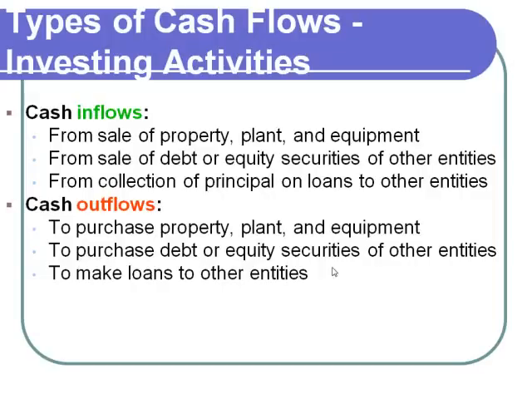So specific examples, cash inflows, sale of property, plant, and equipment. Now remember, we don't normally sell property, plant, and equipment except perhaps at the end of its useful life. So it would just be the cash that came in. Sale of debt or equity securities, collection of loans, cash outflow when you buy property, plant, and equipment. And this is really the most common one we see on the cash flow report.